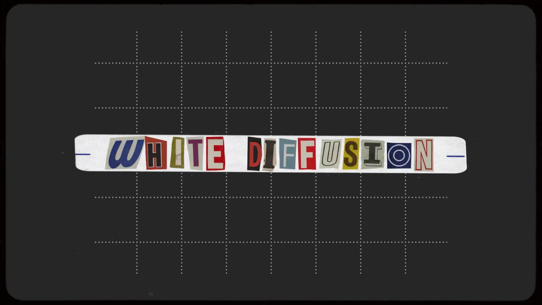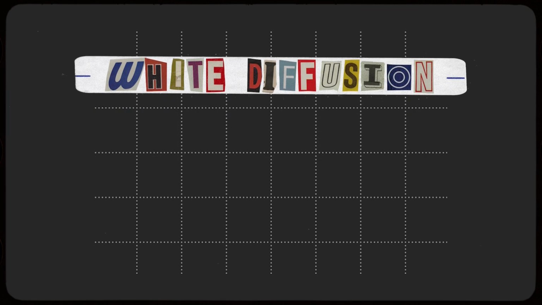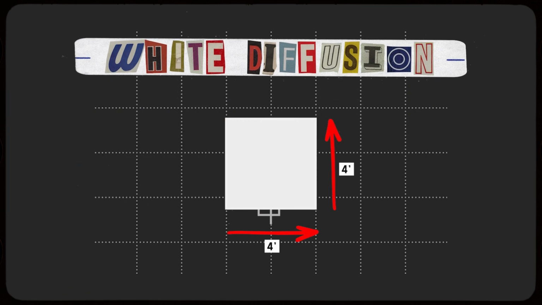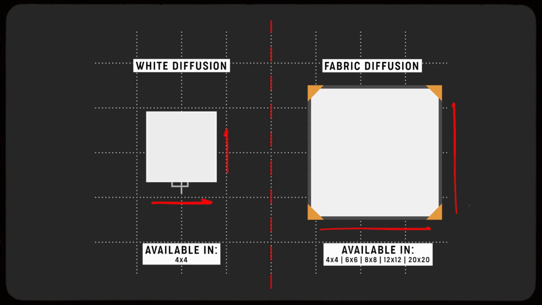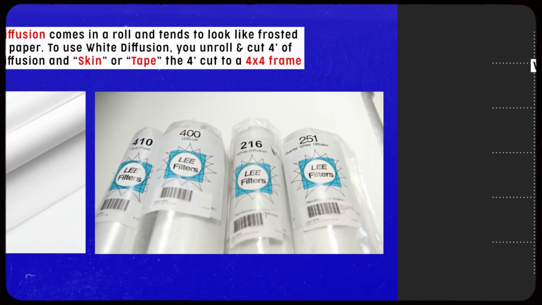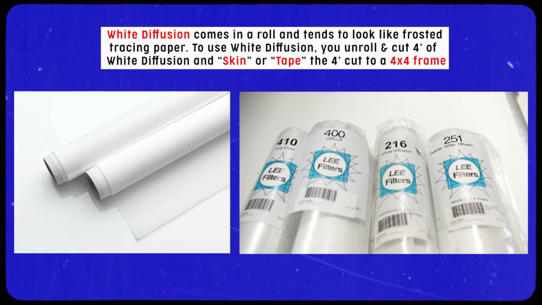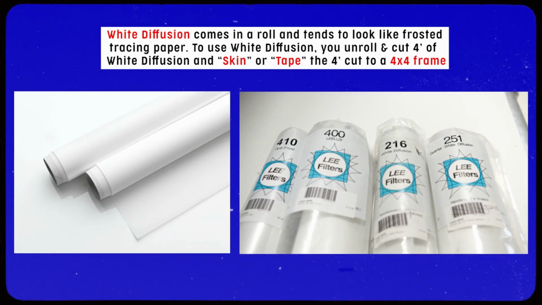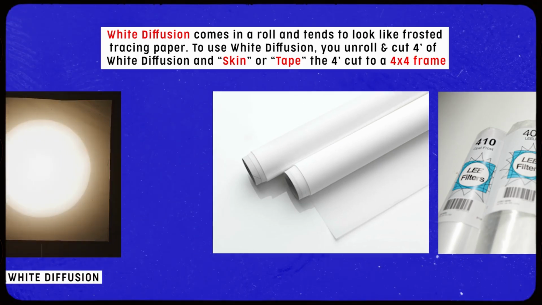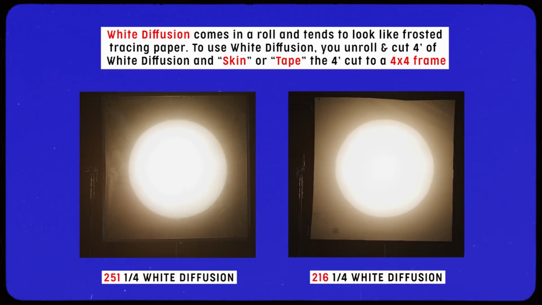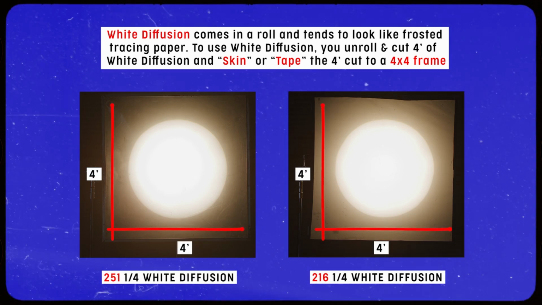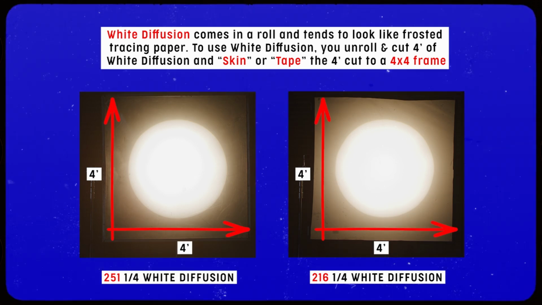The next section of diffusion is white diffusion. The best way to describe it is smaller 4x4 versions of a grid or a muslin. Where a grid and muslin are fabric and tend to go in an 8x or 12x or larger frames, white diffusion typically gets skinned and taped or adhered to a 4x4 frame. So they're smaller by nature, because typically you can't really get a 216 in an 8x or a 12x12 frame. These are intended for 4x4 frames, but what I love about these is they're very versatile.